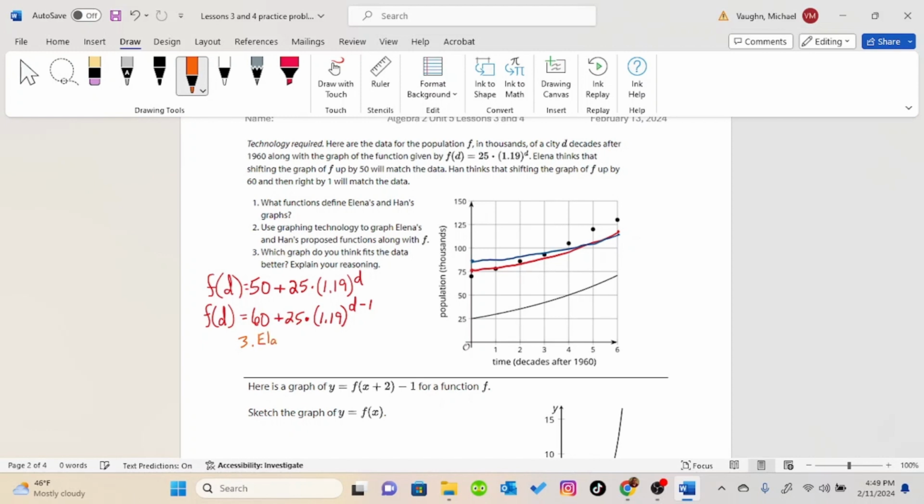So Elena's graph seems to fit the data points better. And this is how you could solve a problem like this.